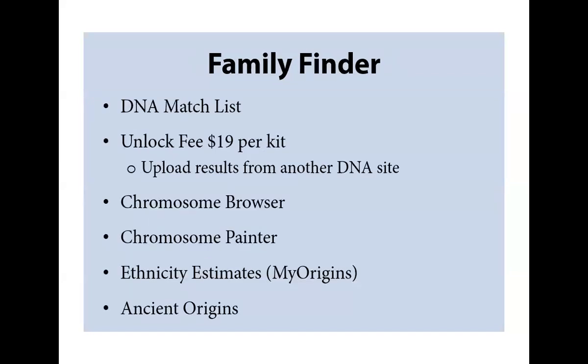So with the Family Finder option, you get your DNA match list. If you upload your results from another site, there is an unlock fee of $19, which gives you availability for different tools such as a chromosome browser, a chromosome painter, different ethnicity estimates that you can see, and even ancient origins, which goes back a little bit further to give you an idea of some of that DNA you might have inherited from many thousands of years ago.